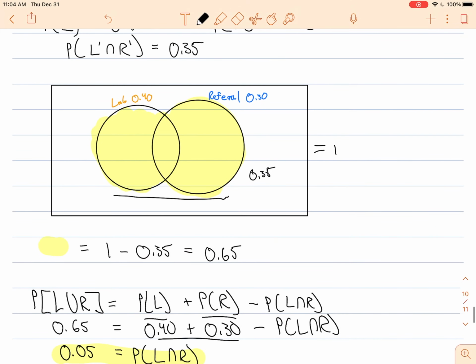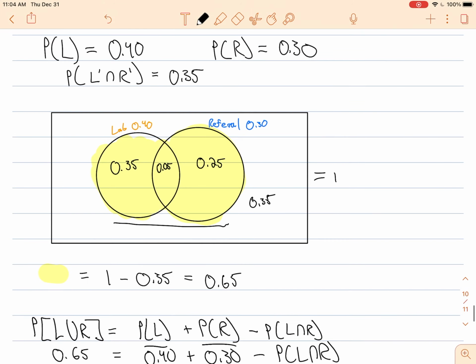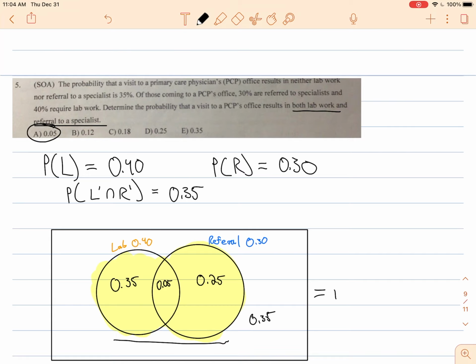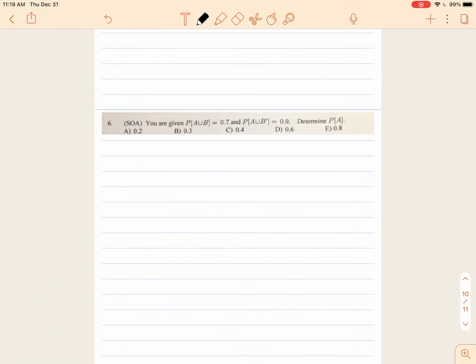The way you can check this if you want, you can put it right here, and then you can see, oh, this is going to be 0.25 then right here, and this will be 0.35. And that does add up, so that's going to be 0.40 for the lab. That's going to be 0.30 for the referral. So it works. And there's your answer. Okay, moving on to number 6 here.